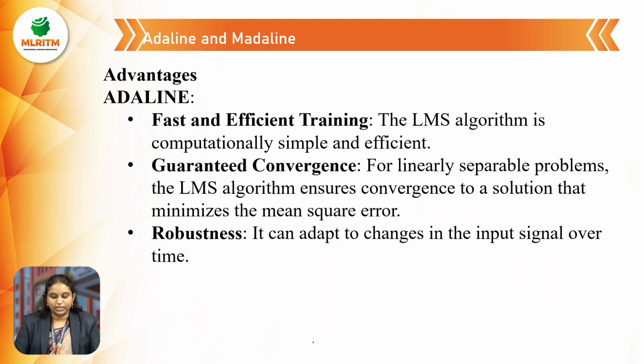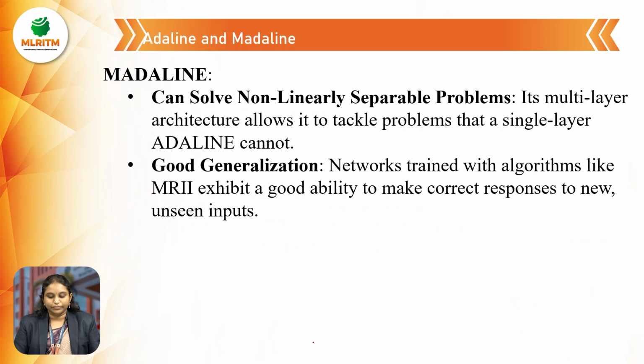Next one is robustness. It can adapt to changes in the input signal over time. Based on the signals, it is going to change. If we give the signal as the input, or give a pattern, the network is going to change accordingly. So it is called robustness.